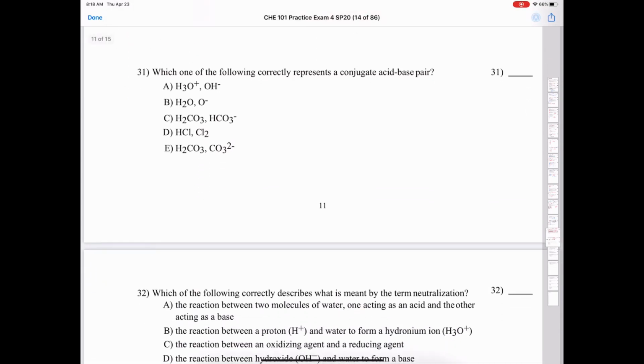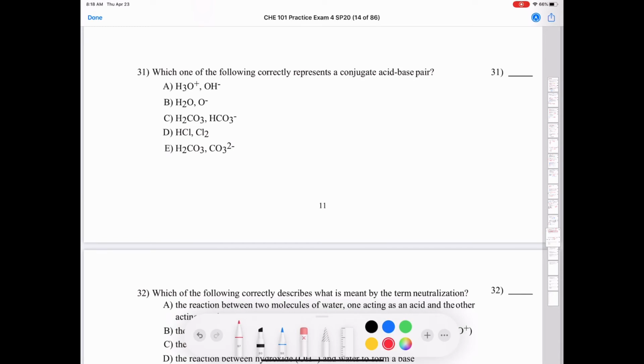Question 31. Which one of the following correctly represents a conjugate acid-base pair? Let's take a look. The first one is hydronium and hydroxide. Hydronium is an acid and hydroxide is a base, but they are not a conjugate acid-base pair because in a conjugate acid-base pair, if I take an acid like HA and put that in water, and let's say it's a weak acid, it's going to partially dissociate to give me A- plus hydronium.